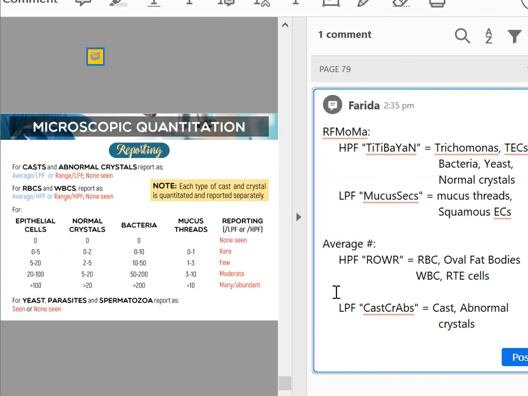So again, average number, HPF, your RAR: your RBC, oval fat bodies, WBC, and your RTE cells. If LPF average number, we have your cast crabs, which are the abnormal crystals and your cast. I hope this helps, guys. Please take note of this.